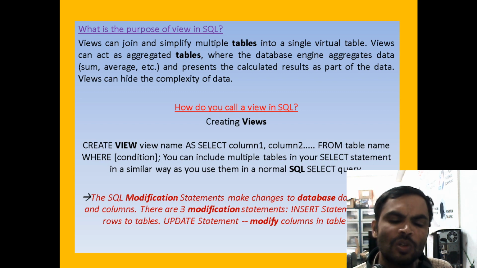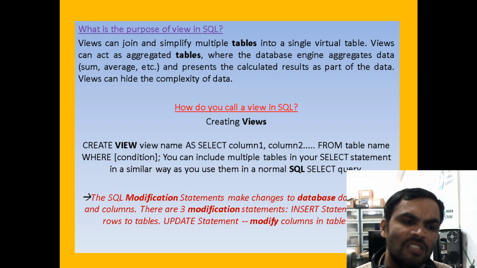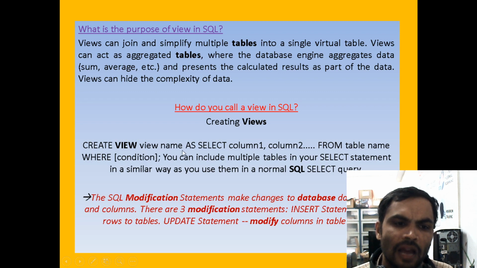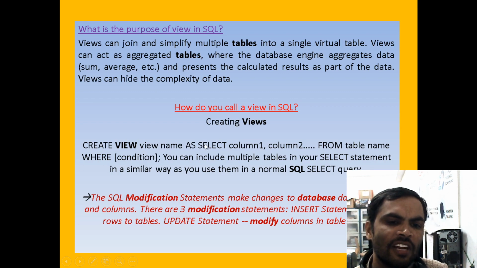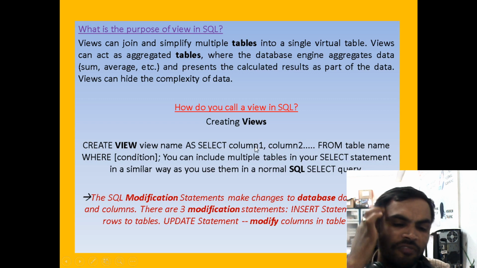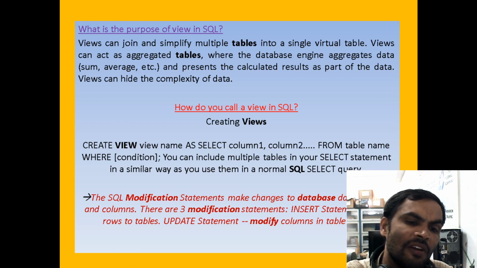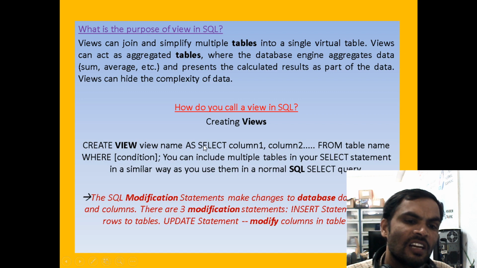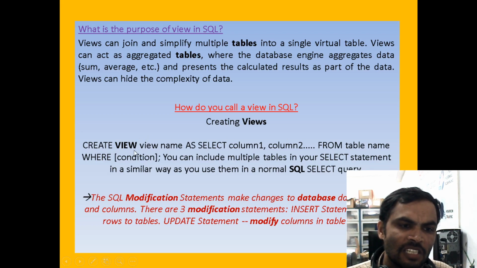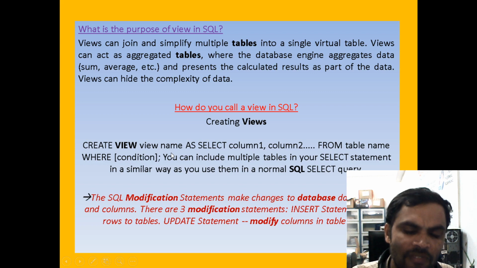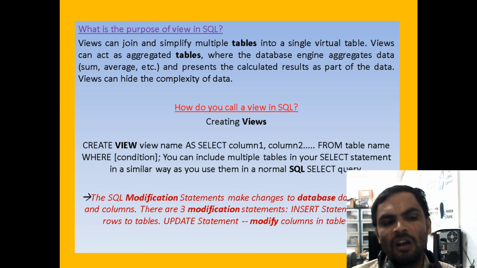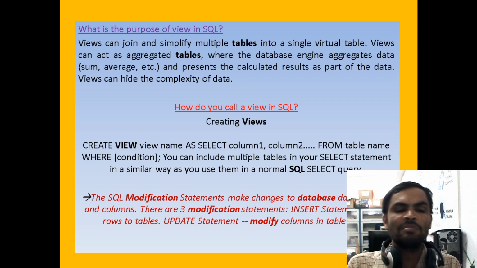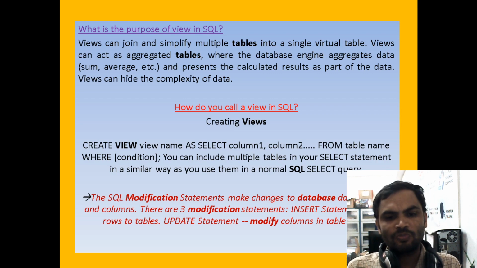Now, how do you create a view? The syntax is: create view name as, and after the as we write a select statement, using only the existing table. Just see the structure of SQL: select column 1, column 2, up to n columns from the table name, then where clause. It is the same structure. Before the select statement, we write create view, or create or replace if the view already exists, in which case we can use the replace keyword.